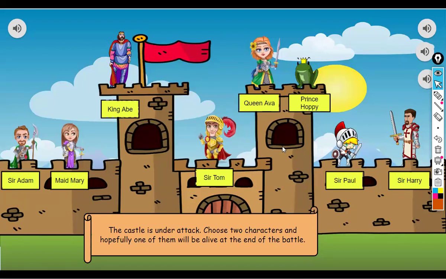So this castle is under attack, and only one person is going to survive. Choose your survivor. Who do you think is going to survive? Let me know in the chat. One by one, they will perish in this battle. I already know the answer for this one, so I can't play with you all. Let me know in the chat now, guys. Who do you think will survive? Is it going to be Sir Adam, Maid Mary, King Abe, Sir Tom, Queen Ava, Prince Hoppy, Sir Paul, or Sir Harry to your extreme right?